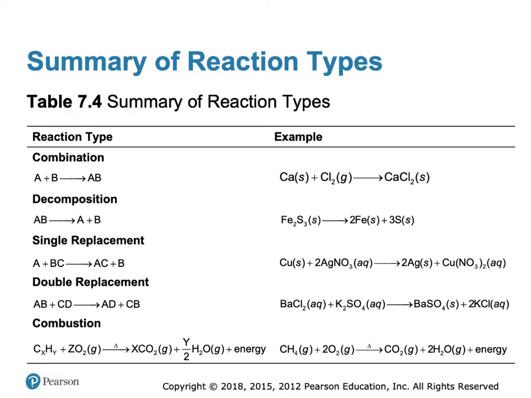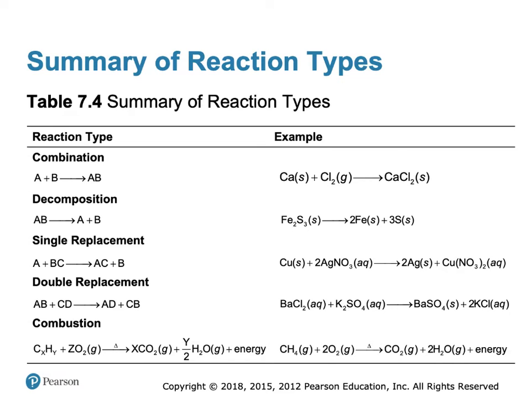We have combination, where you have simple reactants forming one product. Decomposition, where you have a reactant forming simple products. In single replacement, you have one element or atom displacing another from a compound. In double replacement, that is where the positive ions are switched.